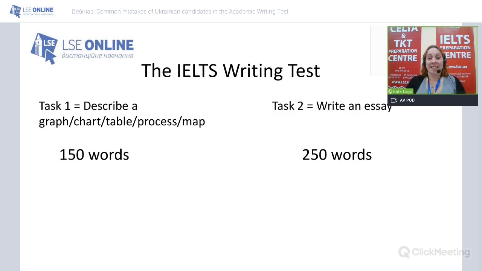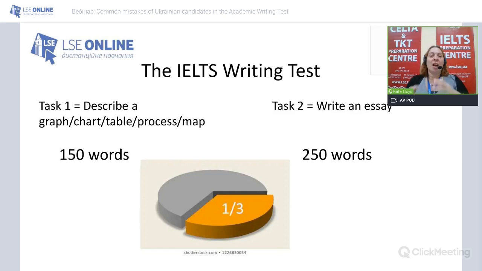They're not equally weighted. Task 2 is worth 2/3 of your total writing mark. And task 1 is 1/3. So you get more marks towards task 2 than task 1. So if we think about this for a moment, this is what causes some of the biggest problems that I've noticed with Ukrainian students and the academic writing test. And the big problem is with time management.